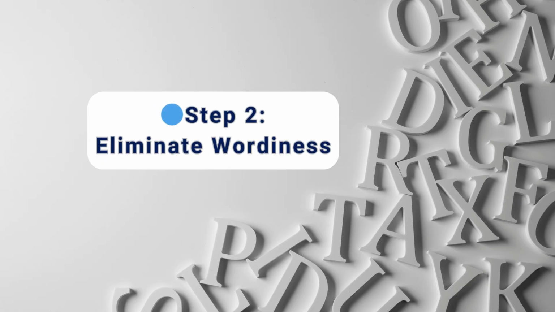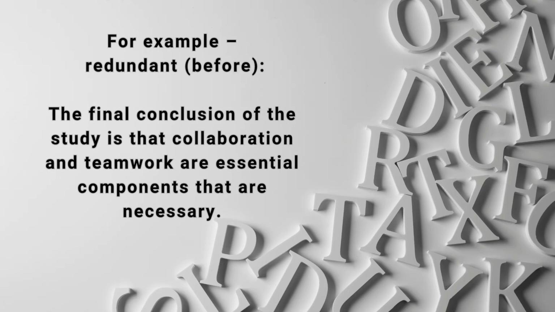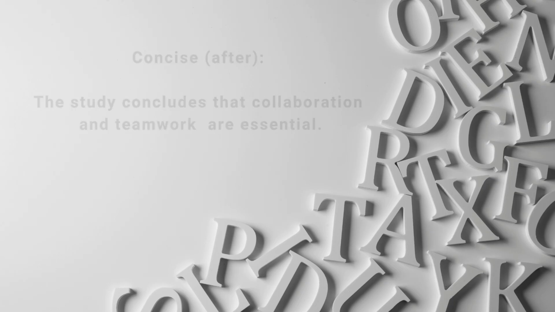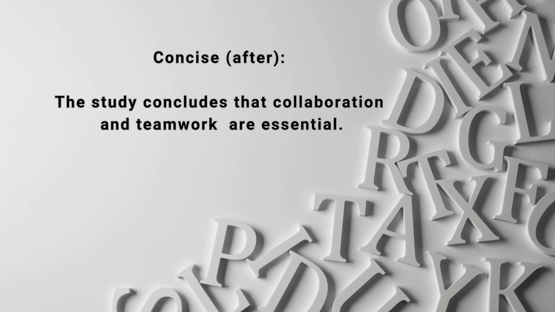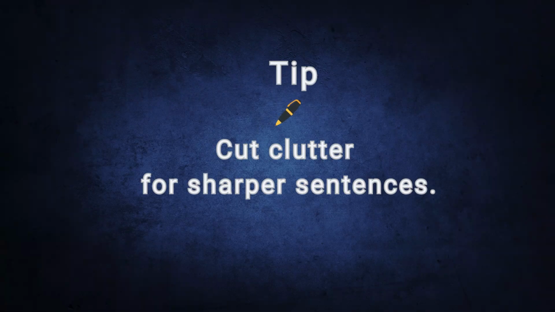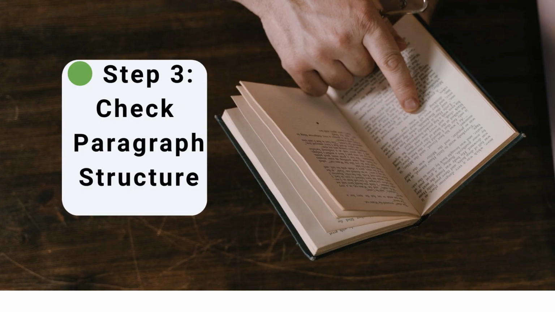Step 2: Eliminate wordiness. Wordiness slows down your reader and dilutes your message. Say more with less. For example, redundant, before: The final conclusion of the study is that collaboration and teamwork are essential components that are necessary. Concise, after: The study concludes that collaboration and teamwork are essential. Second tip: cut clutter for sharper sentences.